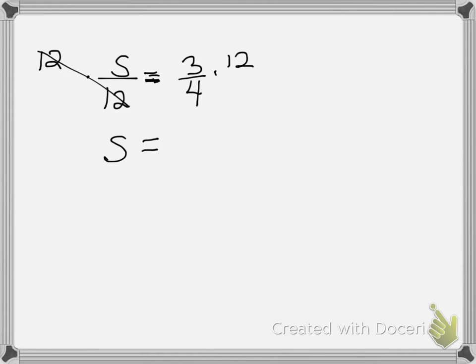Let's look at another one. How about if I did s over 12 equals 3 over 4. To get the s by itself, I'm going to multiply both sides of the equal sign by 12. 12 over 12 is 1. 1 times s is just s. 3 times 12 is 36. I have 36 over 4. 36 divided by 4 we know is 9, so s equals 9.